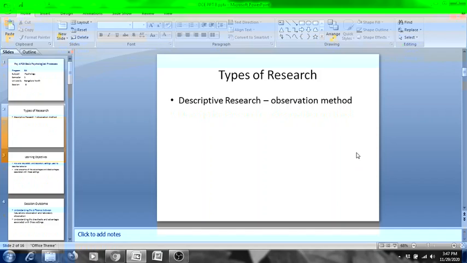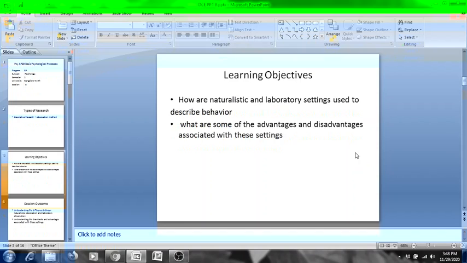To session 8. We will see here with regard to types of research. We will discuss with regard to descriptive research, that is, the observation method.